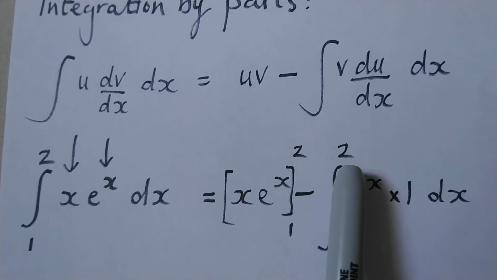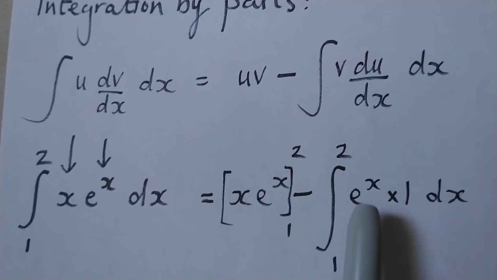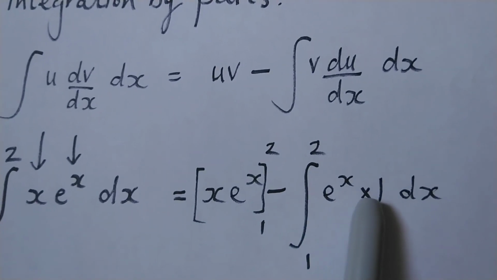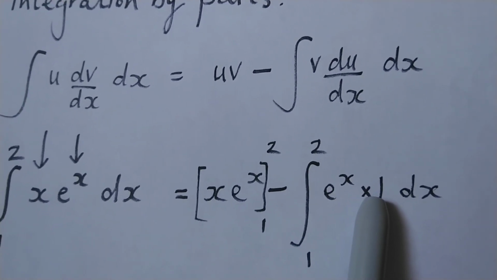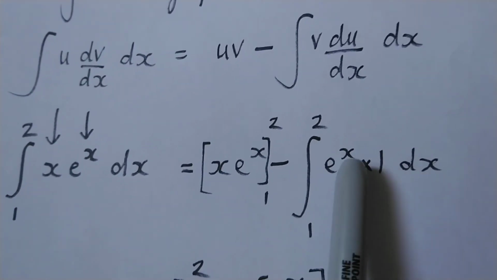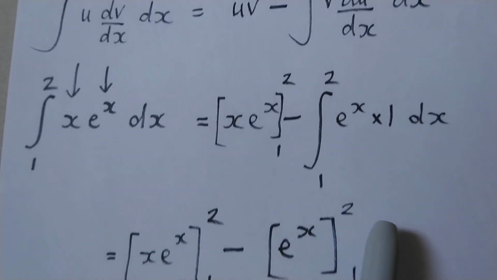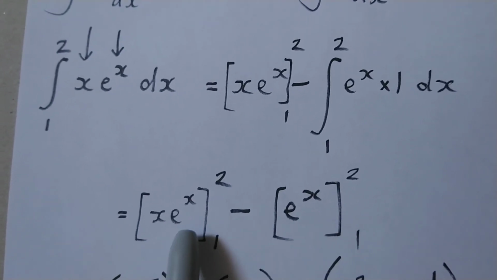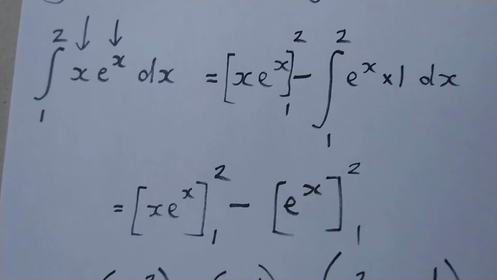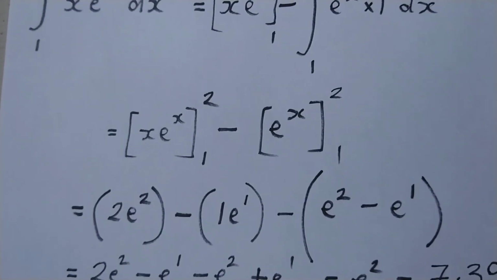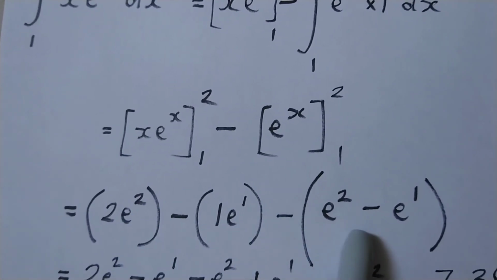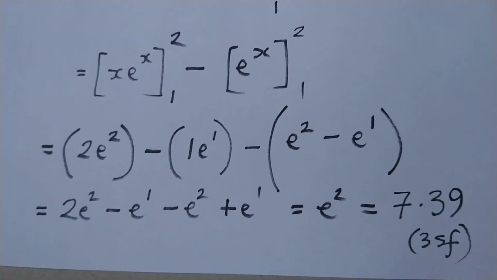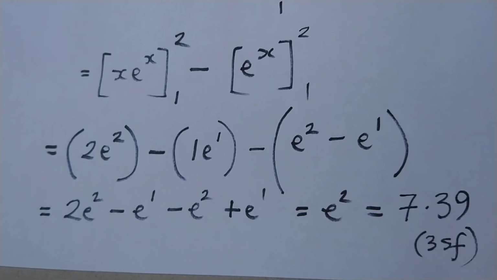Then I subtract the integral between 1 and 2 of v, which I worked out to be e to the x, times du by dx, which I worked out to be 1. And then I have to integrate this little bit here and put the limits on as usual. And that gives me this line here. Now I pop the limits in, which gives me this stuff here. And then finally, when I work all of that out, you end up with an answer of 7.39 to 3 significant figures.